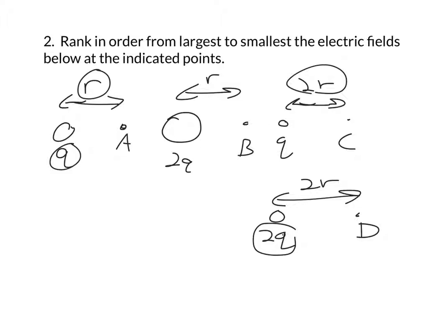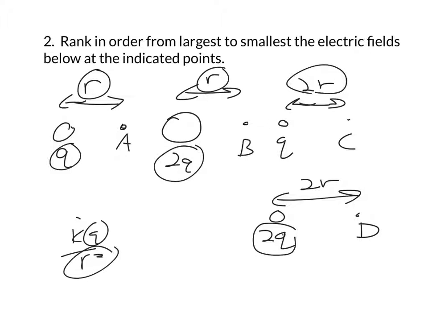Well, remember KQ over R squared. R is on the bottom, so the bigger it gets, the weaker the field gets. Q is on top, so the bigger it gets, the stronger the field gets. So the thing that has the biggest electric field will have the largest charge and the smallest R. So B is definitely going first. The one with the weakest field should have the largest R and the smallest Q. So C is going to be at the end.